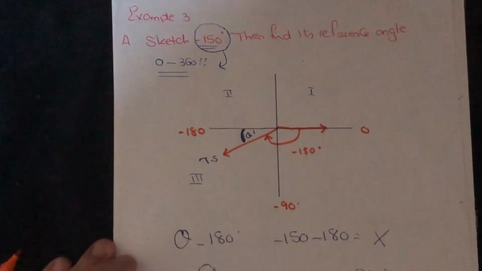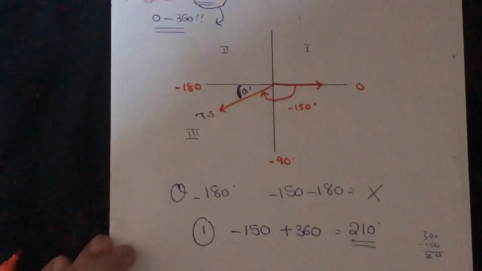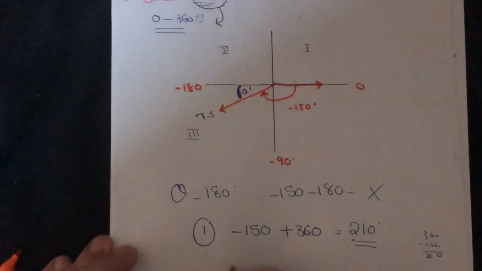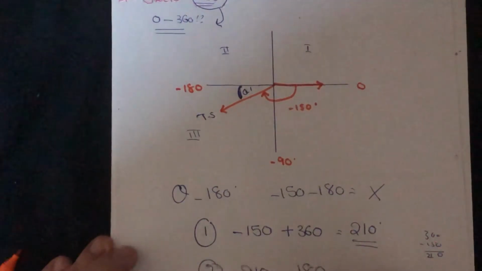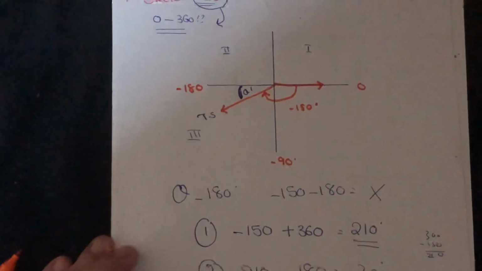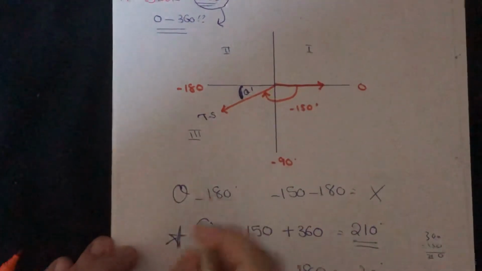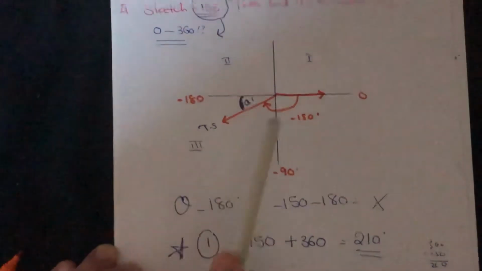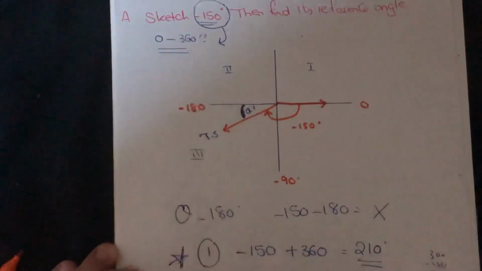210 degrees, I can deal with it, because it's between 0 and 360. Then I can go to the rule and say 210 minus 180 is 30 degrees, and this is theta prime. So if you miss this step, when the angle is not between 0 and 360, you will totally get a wrong answer.